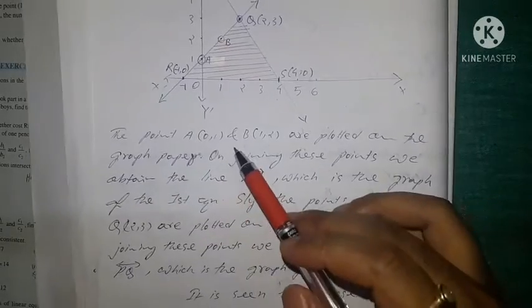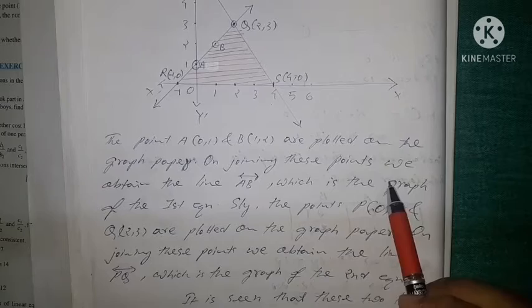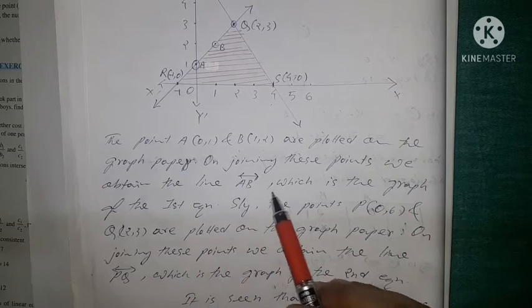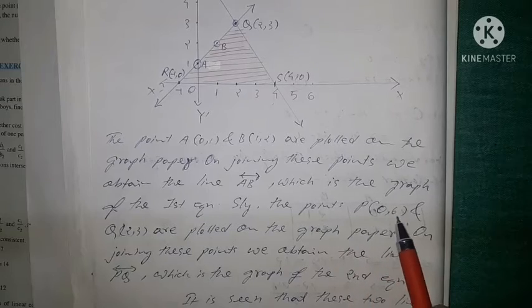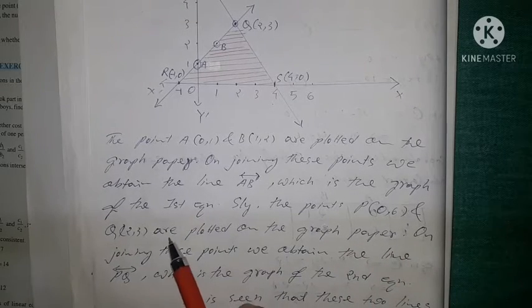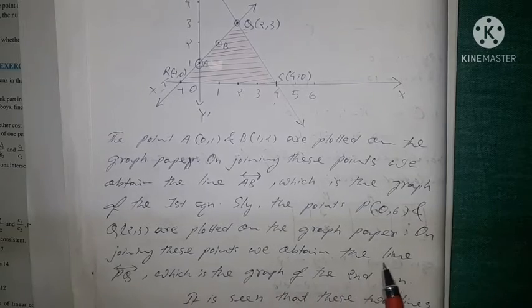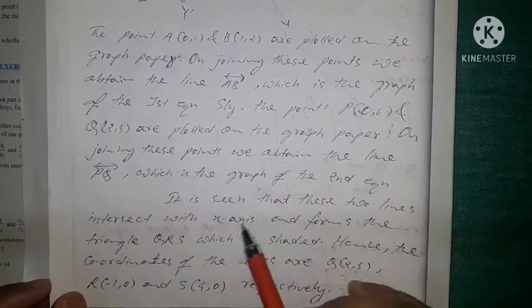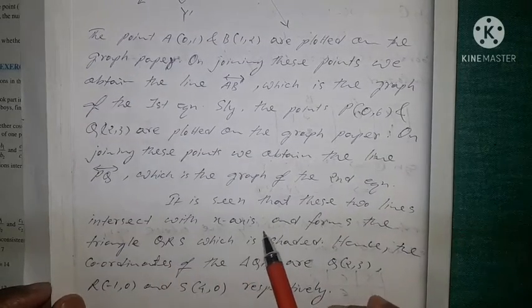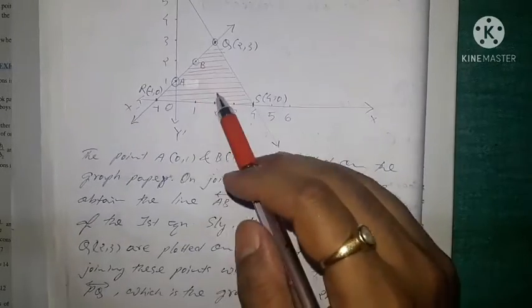So the points A (0, 1) and B (1, 2) are plotted on the graph paper. On joining these points, we obtain the line AB, which is the graph of the first equation. Similarly, the points P (0, 6) and Q (2, 3) are plotted on the graph paper. On joining these points, we obtain the line PQ, which is the graph of the second equation. So it is seen that these two lines intersect with the x-axis and form the triangle QRS.